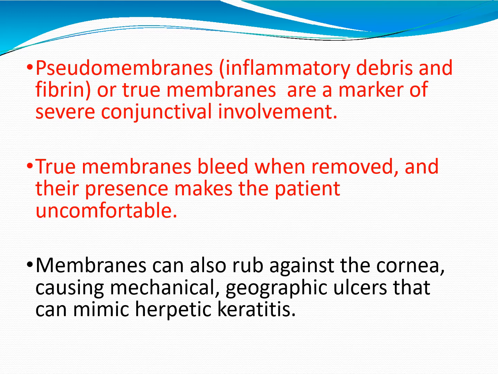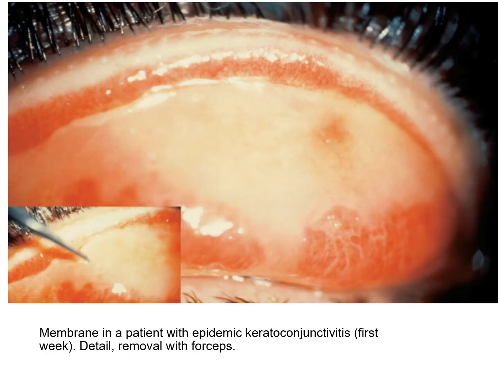Pseudomembranes or true membranes are a marker of severe conjunctival involvement. These true membranes bleed when removed, and their presence makes the patient uncomfortable. Membranes can also rub against the cornea, causing mechanical geographical ulcers that mimic herpetic keratitis. As in this image, we can see there is a patient of epidemic keratoconjunctivitis with membrane, and this membrane is being removed with the help of forceps.